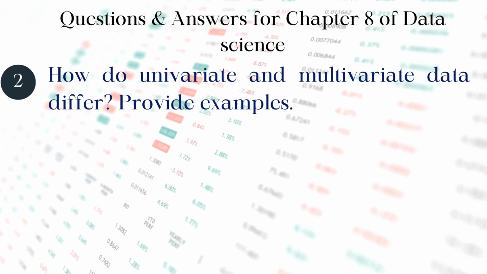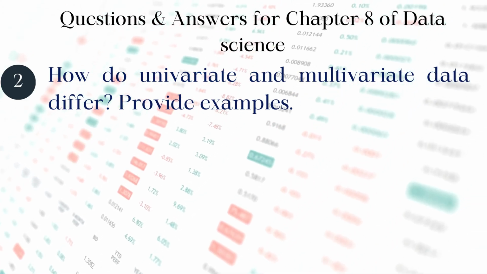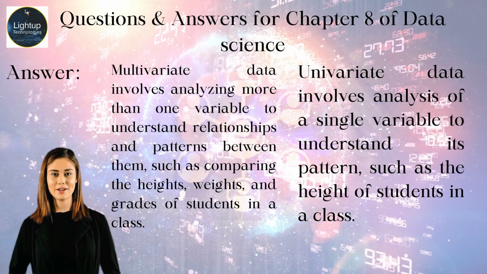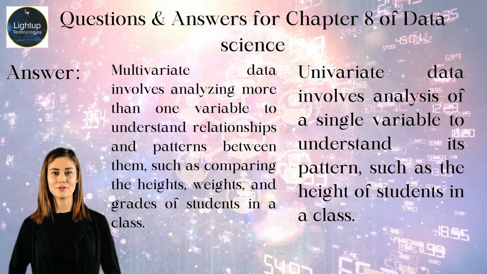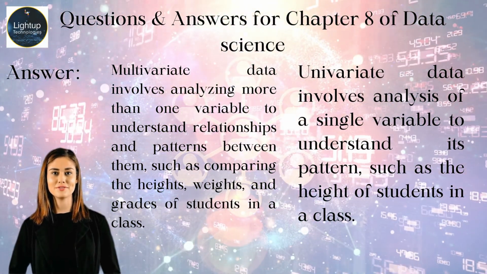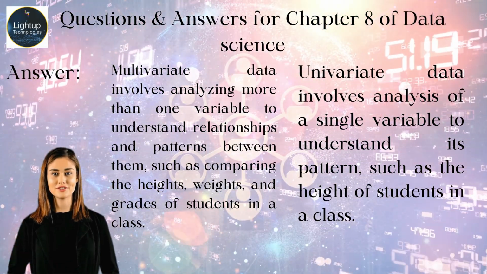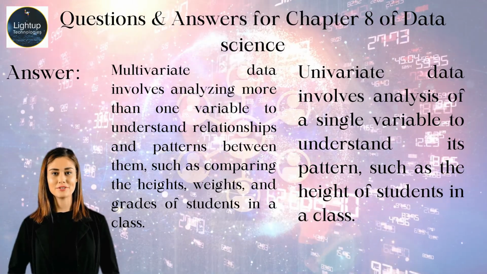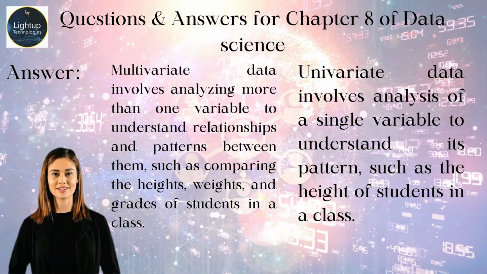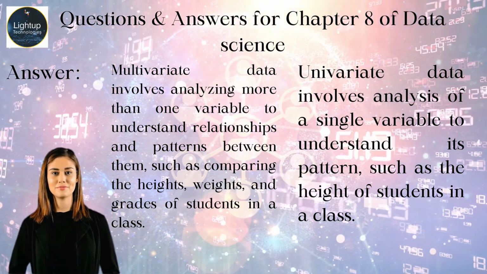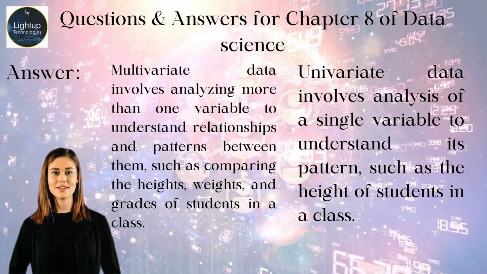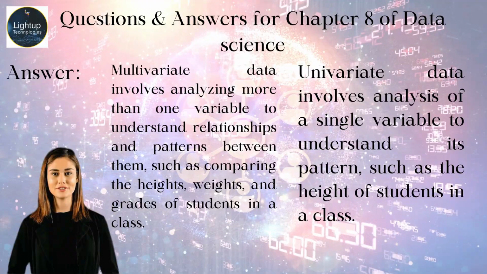How do univariate and multivariate data differ? Provide examples. Multivariate data involves analyzing more than one variable to understand relationships and patterns between them, such as comparing the heights, weights, and grades of students in a class, and univariate data involves the analysis of a single variable to understand its pattern, such as the height of students in a class.